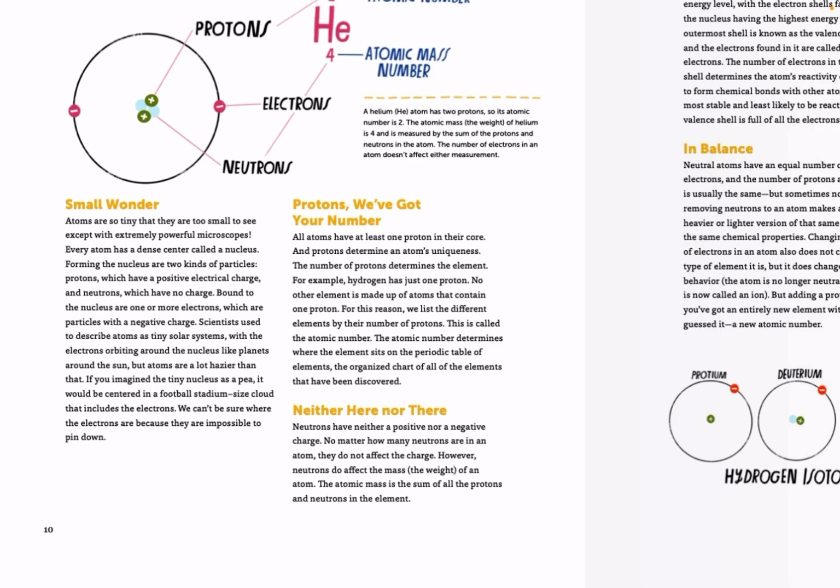Neither here nor there. Neutrons have neither a positive nor a negative charge. No matter how many neutrons are in an atom, they do not affect the charge. However, neutrons do affect the mass, or the weight, of an atom. The atomic mass is the sum of all the protons and neutrons in the element.